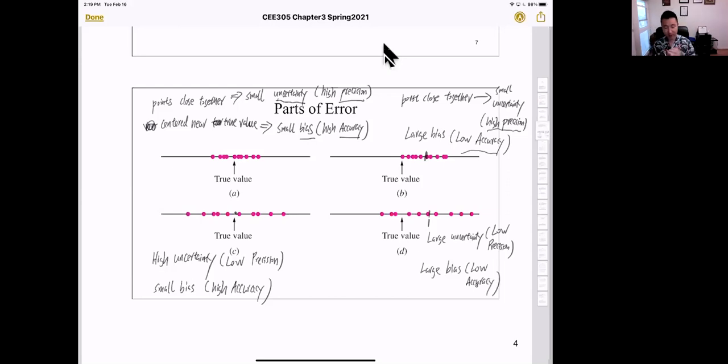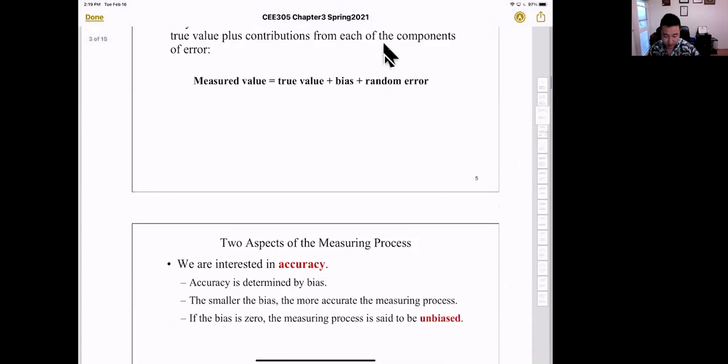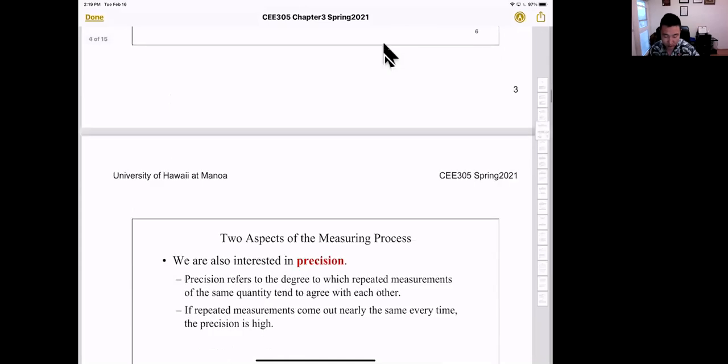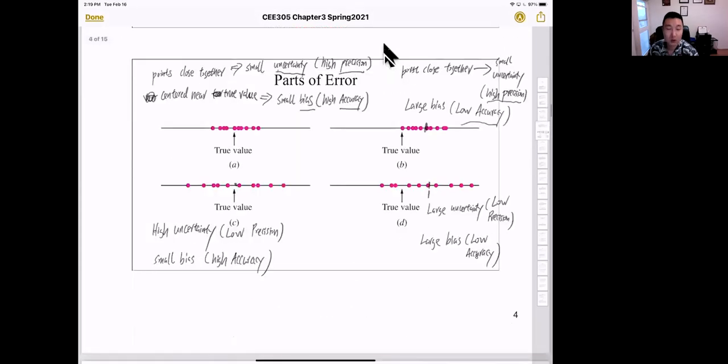All right. So from here, we could have a feeling about understanding of what is uncertainty, precision, accuracy, and bias. Okay. So they are judged by either the spread of the measurement or the difference between the true value and the mean of the measurement. Okay. And the definition is shown here. What is accuracy and what is precision? Okay, so let's continue.